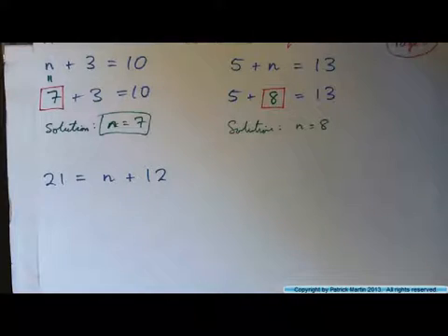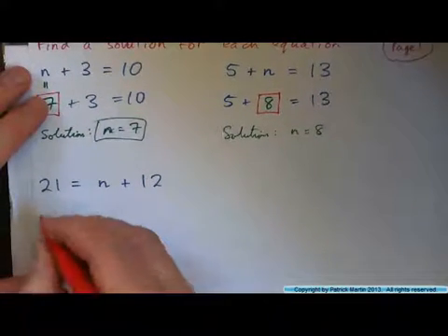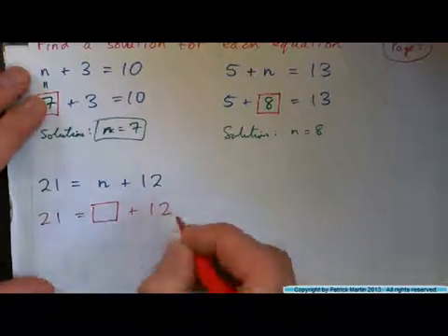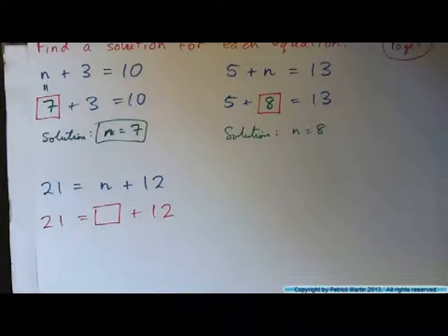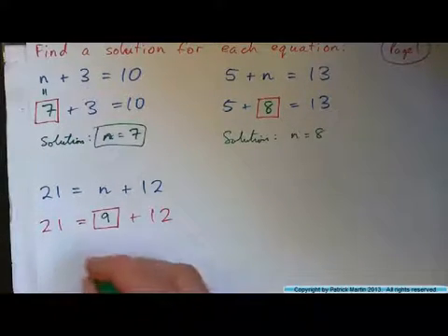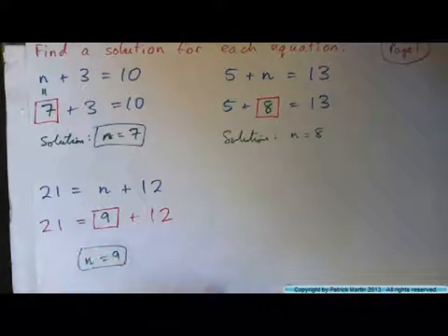That always looks nice, doesn't it? 21 equals box plus 12. Write in what number will work now. What number will make the equation true? 21 equals what number plus 12? Is it 9? Right? So the solution is n is 9, right?